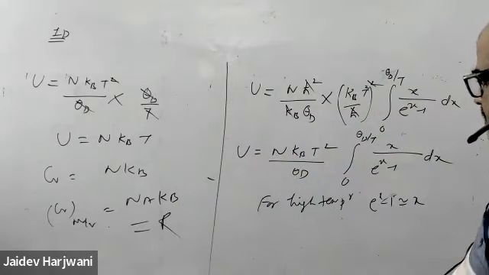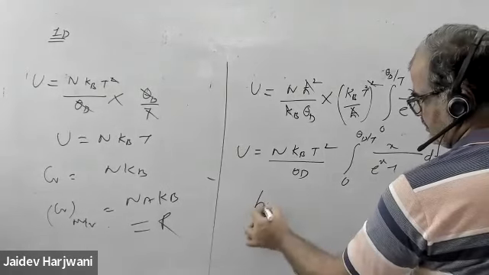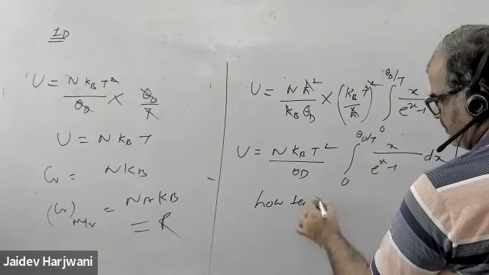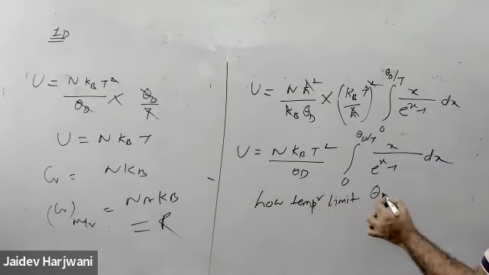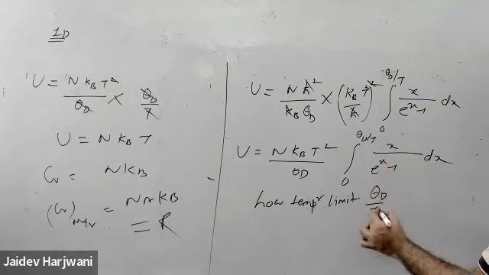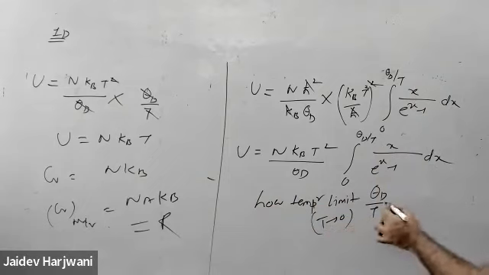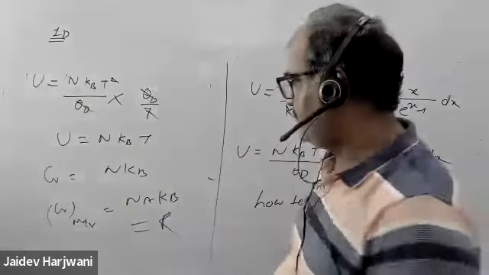So now just apply the low temperature limit here. Low temperature limit, T tends to 0. Low temperature means what? T tends to 0, so this tends to infinity. And the expression.